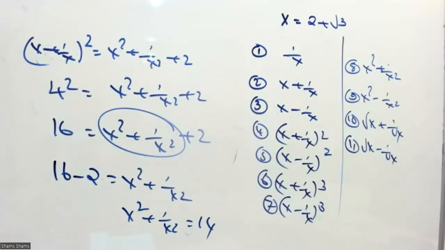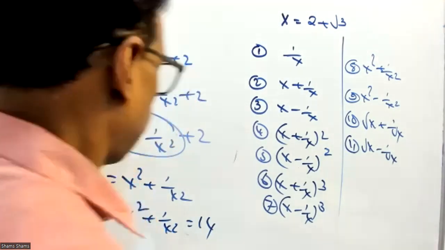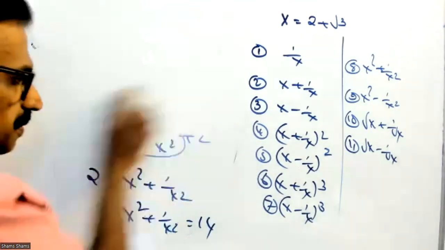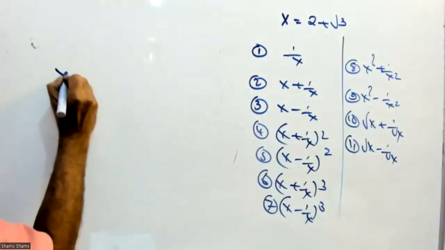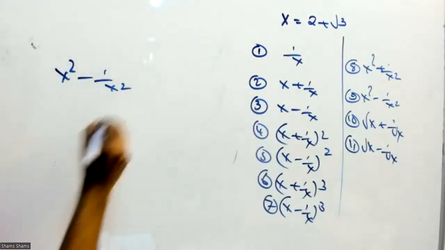Okay, now next question: x square minus 1 by x square. Look here now, this also I'll show you. The next question, you have to do yourself. X square minus 1 by x square.